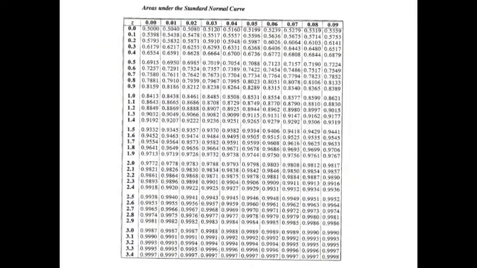Okay, so we're going to be looking for 0.8508. It's going to be right here. So what you want to do is look to the left and look up. And what that's going to give you is a z-score of 1.0 for the first two numbers, and then 4 is the third number, so that's your z-score.